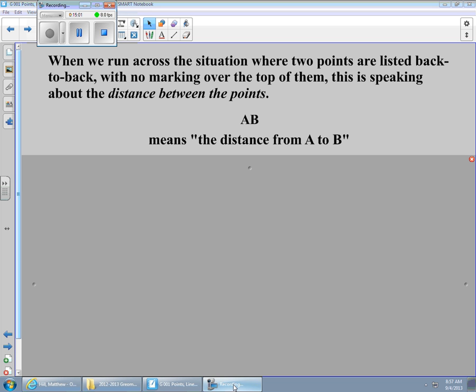But if you happen to run into this guy where it just has 2 letters written back to back like that, that is referring to the distance. So AB, with nothing over the top of them, means the distance from A to B. That's going to be a length of some kind.